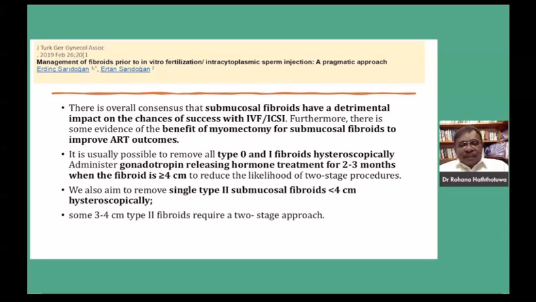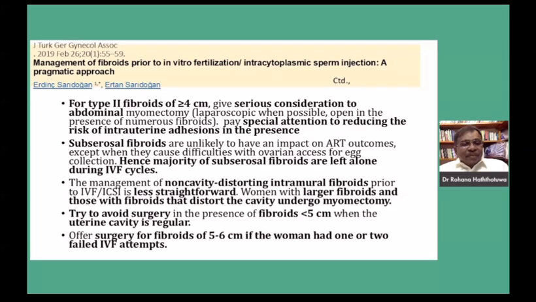Type 0 and 1 fibroids are removed hysteroscopically, and administering gonadotropin releasing hormone treatment for 2-3 months when the fibroid is over 4 centimeters will help prevent a two-stage procedure. And sometimes a single type 2 submucosal fibroid of less than 4 centimeters can be removed hysteroscopically. And for type 2 fibroids of over 4 centimeters, serious consideration must be given to removing them abdominally.